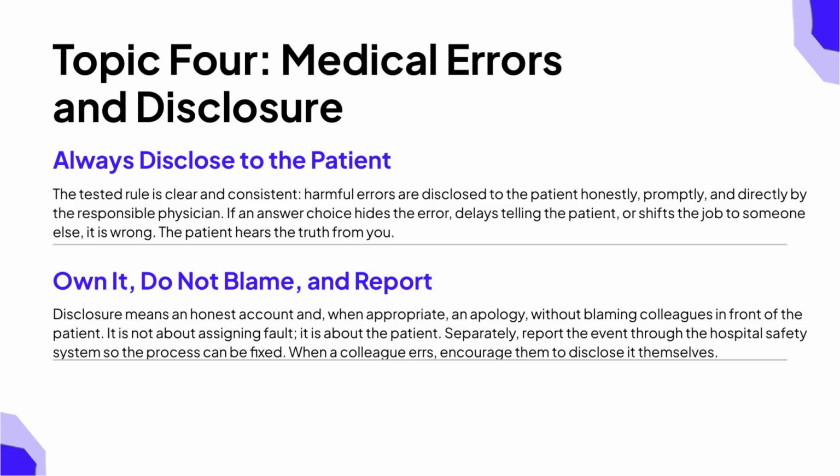Our fourth topic is medical errors and their disclosure. And this is one of the most predictable patterns on the whole exam once you know the rule. First, always disclose to the patient. When an error causes harm, the correct action is an honest, prompt, and direct disclosure by the responsible physician. If any answer choice hides the mistake, waits to see whether the patient notices, or hands the task off to someone else, that choice is wrong. The patient hears the truth, and they hear it from you.